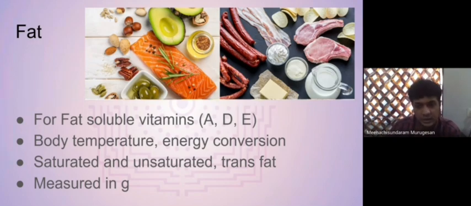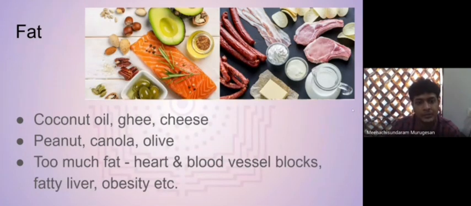Fat is also measured in grams. And we saw what the main components are. Coconut oil, ghee and cheese are saturated, and peanut oil, canola oil, or olive oil, and all the oil that is in a liquid format is unsaturated. And we saw that too much fat can get deposited inside your blood vessels, causing heart blocks and blood vessel blocks, and it can cause damage to your liver because it keeps storing the fat within itself. And it will also lead to obesity.